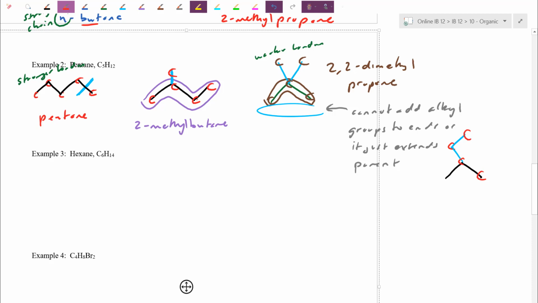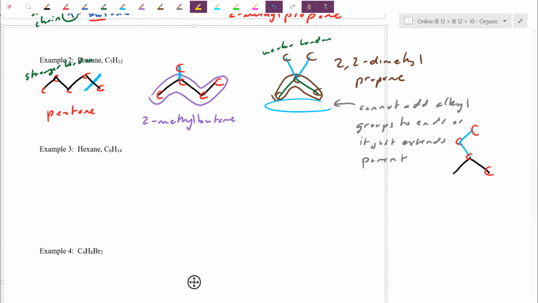This 2-ethyl propane doesn't exist. That's actually 2-methylbutane. Okay, so really, really systematic. It just takes a little bit of practice for you to do this. So let's just keep going here.